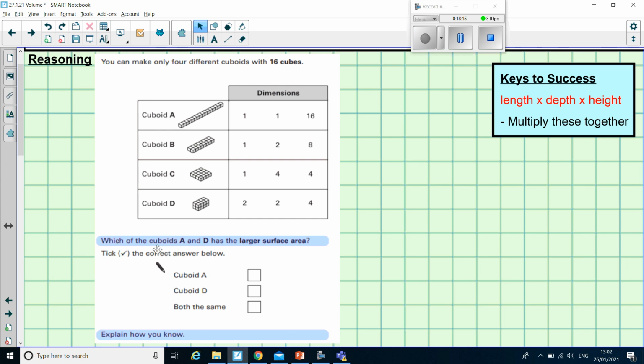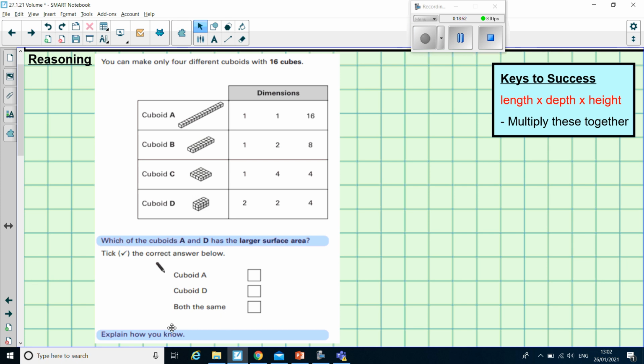Now, we have got a question that says, which of the cuboids, A and D, has the largest surface area? Okay, when we're talking surface area, we're talking about the amount of squares on those little cubes that are facing the surface of the shape, the top of the shape, or the edges of the shape. So if I had that 3D shape in my hand, how many square faces could I see? Which one has got the most square faces that I could see? So we've either got to choose cuboid A, cuboid D, or both have the same.